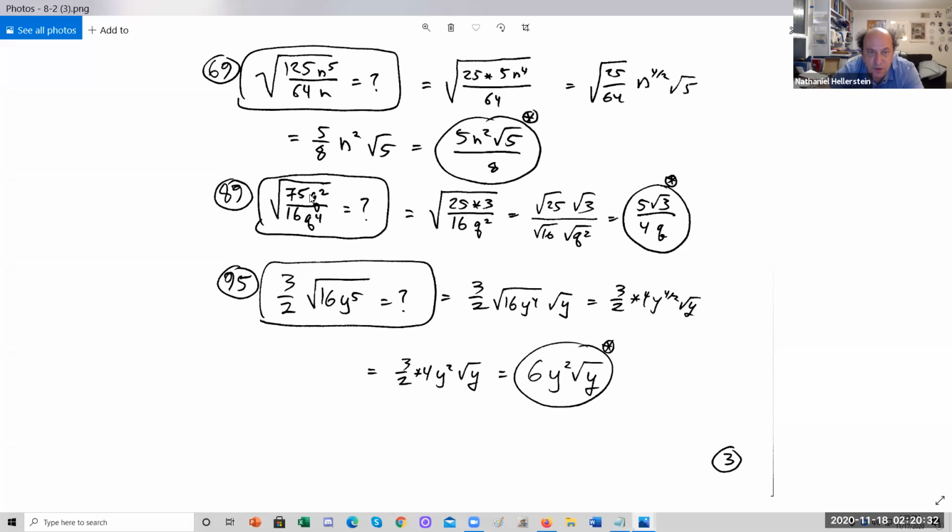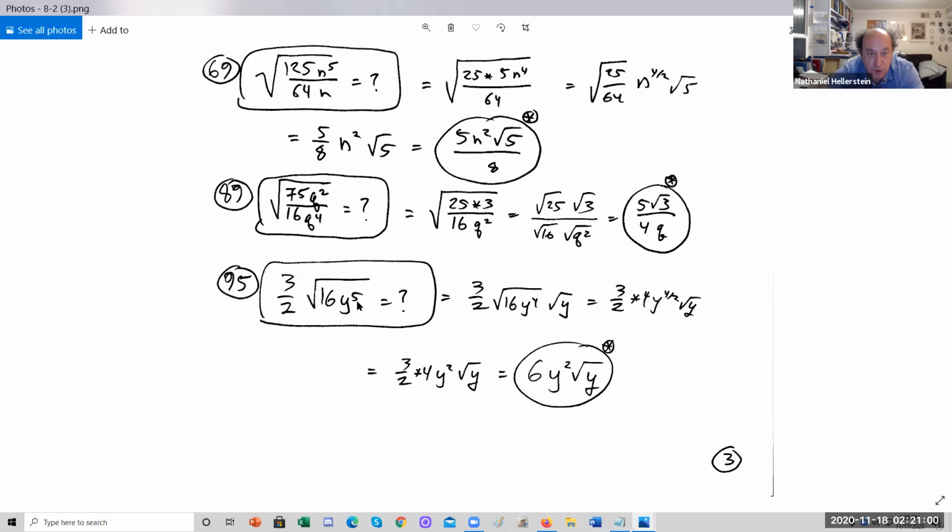You have 75q squared over 16q to the fourth. Okay, q squared over q to the fourth cancels, leaves the q squared in the denominator. 75, well, its largest square factor is 25 times 3. 16 is already a square. So root 25, root 3, root 16, root q squared, and that works out to 5 root 3 over 4q. That's that.